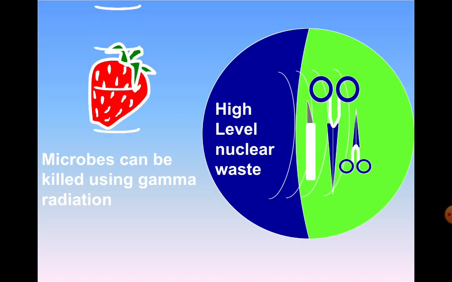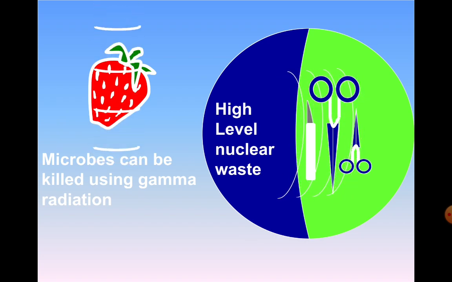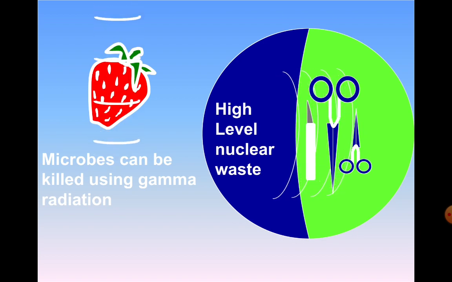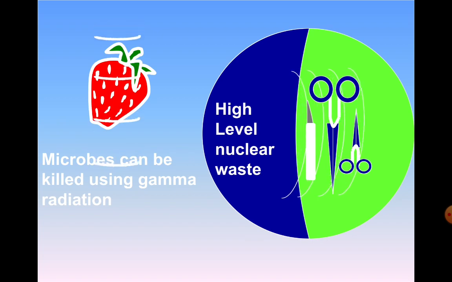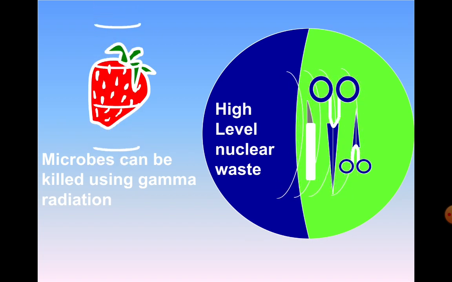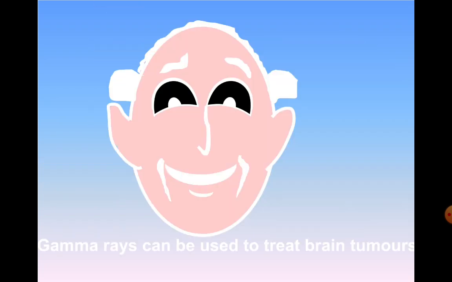We start on the left side of the electromagnetic waves, the gamma rays. Gamma rays can be used to kill microbes. They also can be used to sterilize medical equipment. They also can be used to treat brain tumors.